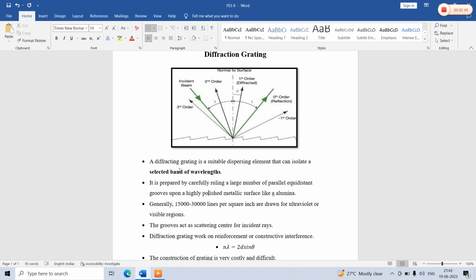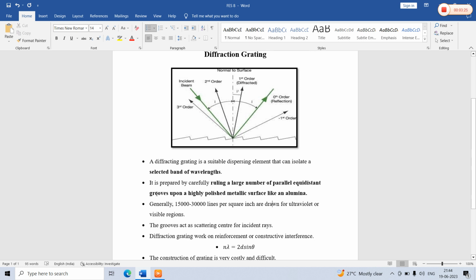The second point is that it is prepared by carefully ruling. Ruling means what? This ruling means etching a large number of parallel equidistant grooves upon a highly polished metallic surface like alumina. Now this is the alumina surface, and on this alumina surface a large number of lines have been drawn, and these lines are called grooves.